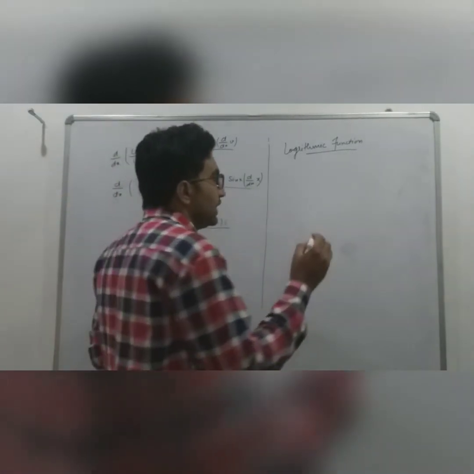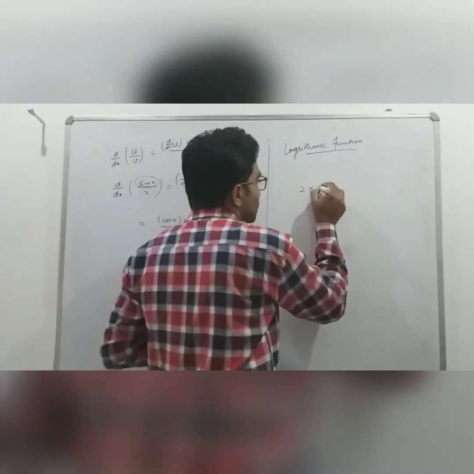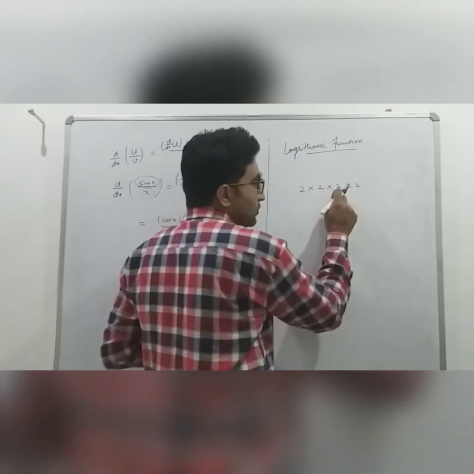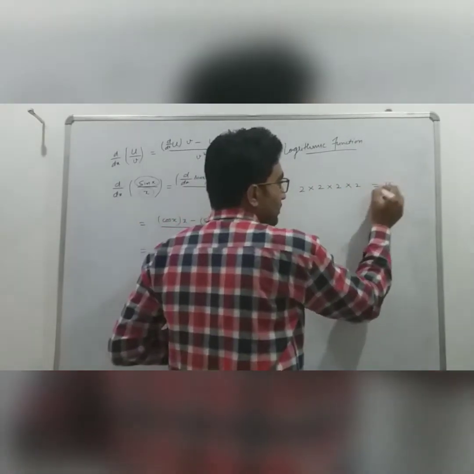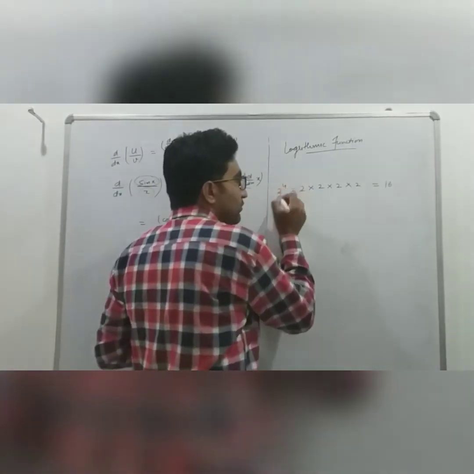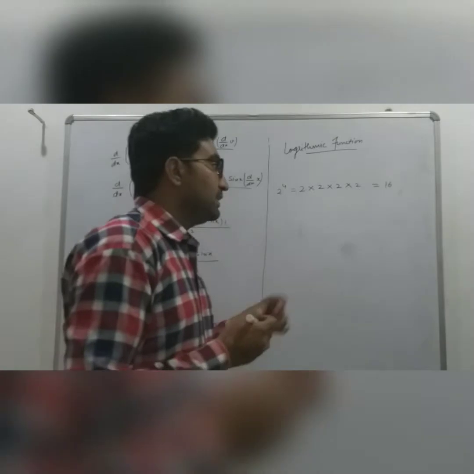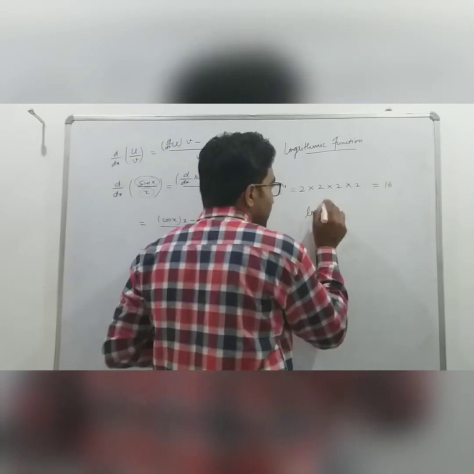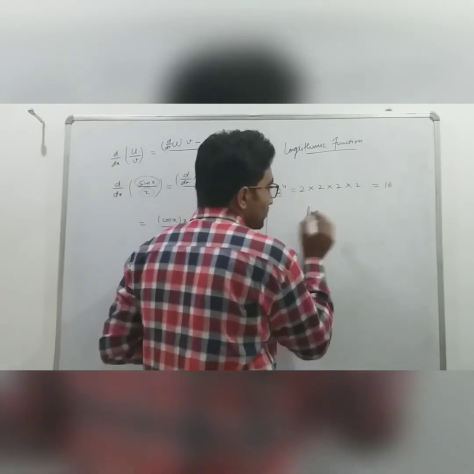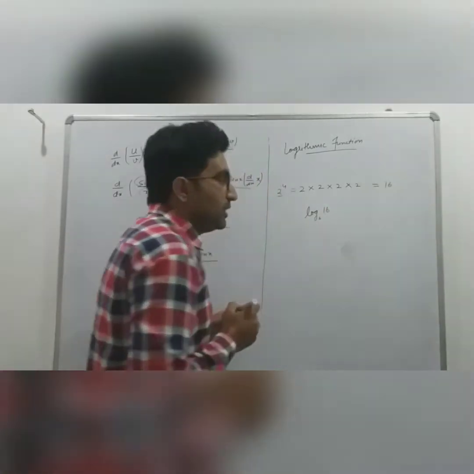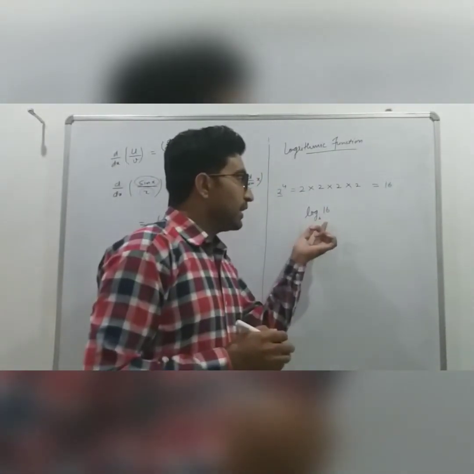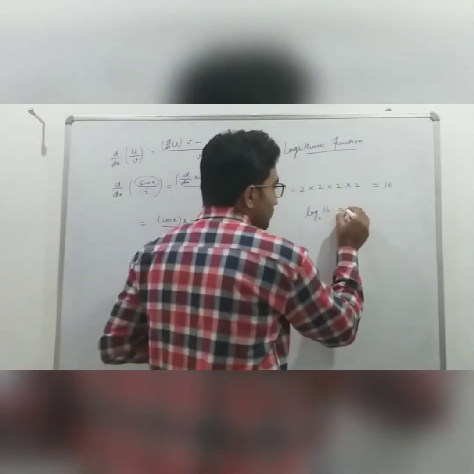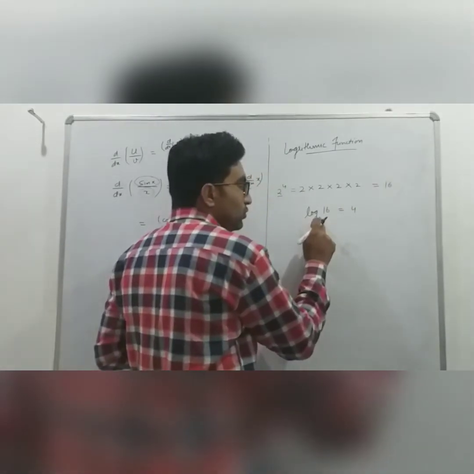Suppose we have the term 2 cross 2 cross 2 cross 2. If we multiply these terms, we have 2 cross 2 is 4, 4 twos are 8, and 8 twos are 16. It will be equal to 16, and we can write it as 2 raised to power 4. If we have to represent this in the form of a logarithmic function, it will be log base 2 of 16, which means what power of 2 is required to get a product of 16. It will be equal to 4, meaning if we multiply 2 four times, we have 16.